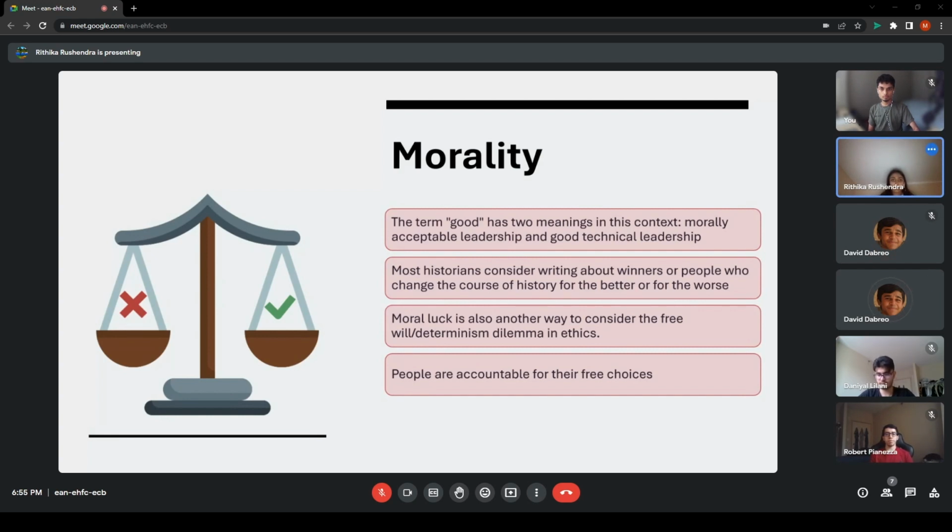Moral luck is also another way to consider the free will or determination dilemma in ethics. People are held accountable for their free choices. We are not usually held accountable for things that we have no control over. The most complicated moral decisions leaders face are those in which they cannot fully predict the outcome of the situation.